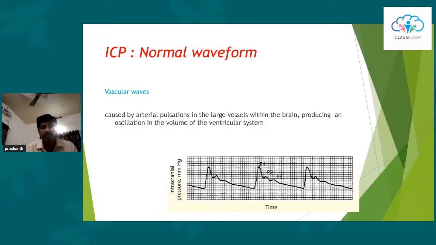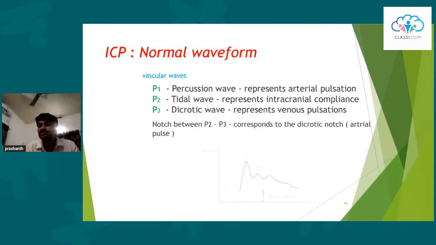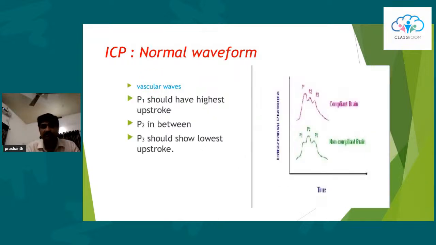This vascular wave can be divided into 3 parts. The first wave, or P1, is a percussion wave. It represents the systolic arterial pulsation. The second wave, or P2, is of most significance to us, and it represents the intracranial compliance. The third wave, or P3, is the dicrotic wave, which represents the venous pulsation. When you look at the wave, you see that the P1 wave is the largest wave in the configuration.